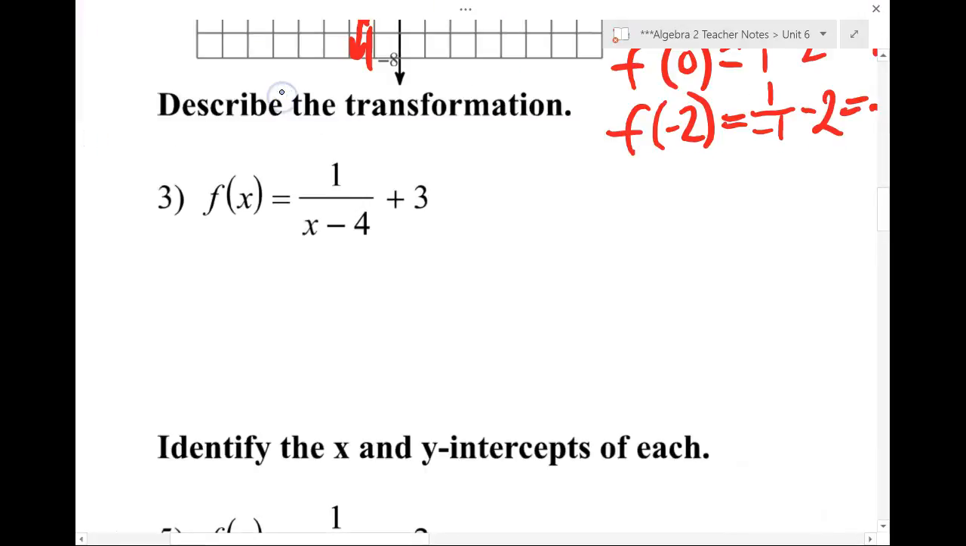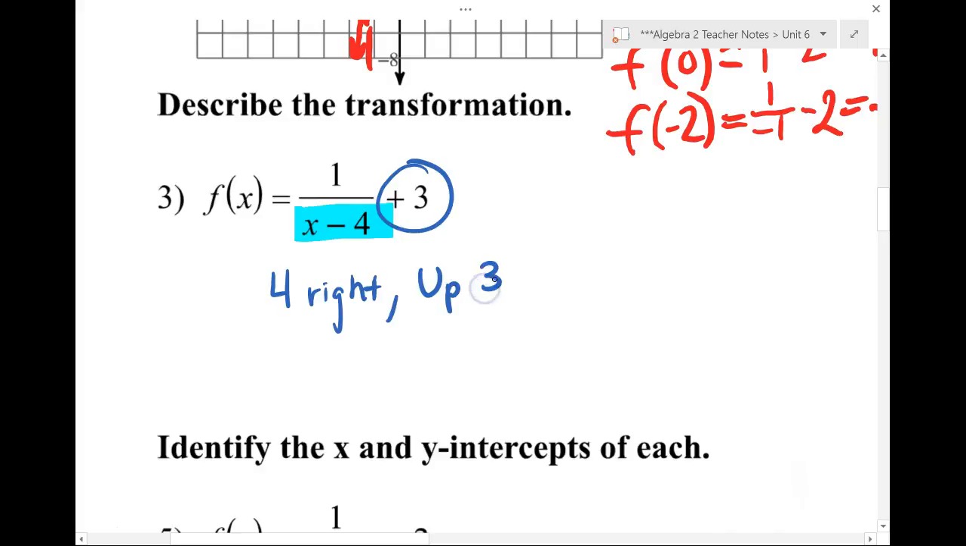Okay, so now with this transformation, let's first look at our denominator here. And if you remember, x is a liar, so if it's x minus 4, that's going to cause our parent function to move not in the negative direction, but in the positive direction, because x is a liar. So it'll go 4 right, and then looking at the number on the outside, if it's plus 3, that means it's going to go up 3.